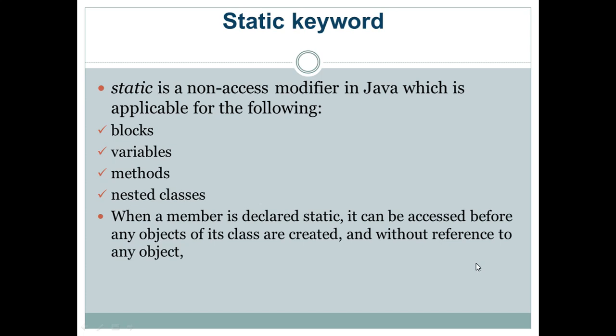This means that only one instance of that static member is created, which is shared across all instances of the class. So we can apply the Java static keyword with variables, methods, blocks, and nested classes also. When a member is declared static, it can be accessed before any object of its class is created and without reference to any object.